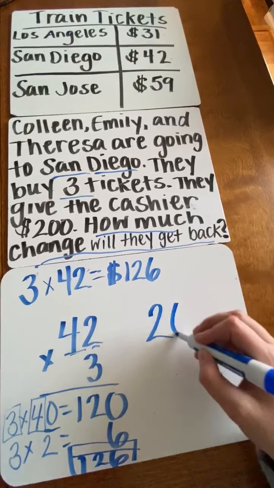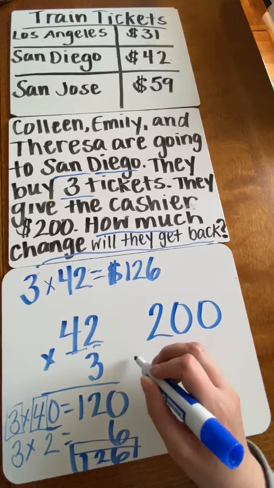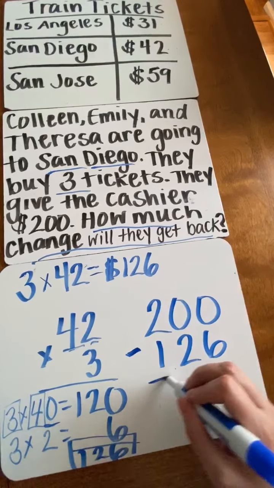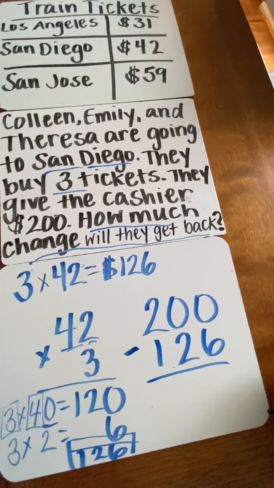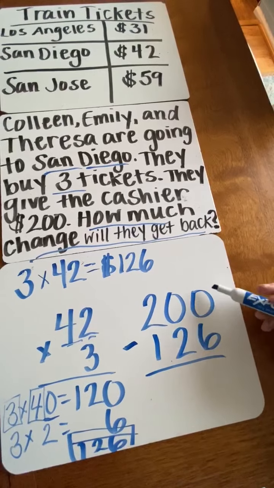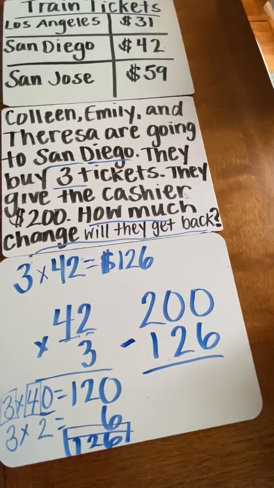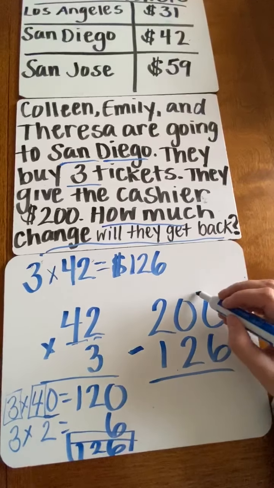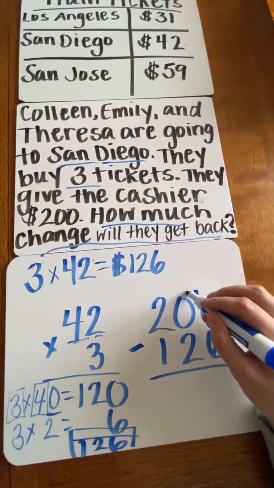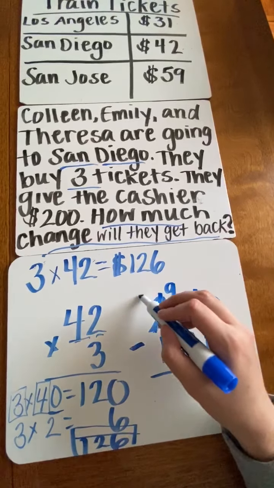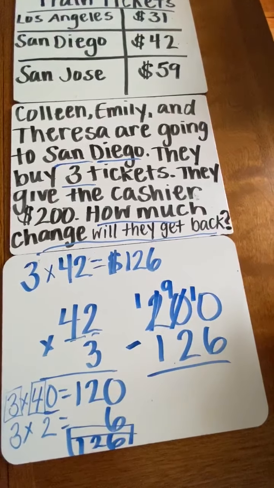So I give the cashier $200 and it only costs $126. So I'm going to need to subtract to find my change. I'm going to start at the right after my place values are all lined up. Can I do 0 minus 6? No. So I need to give that a 1. This 0 is going to become a 9. This one's going to become a 1, right? We need to borrow from the 2.